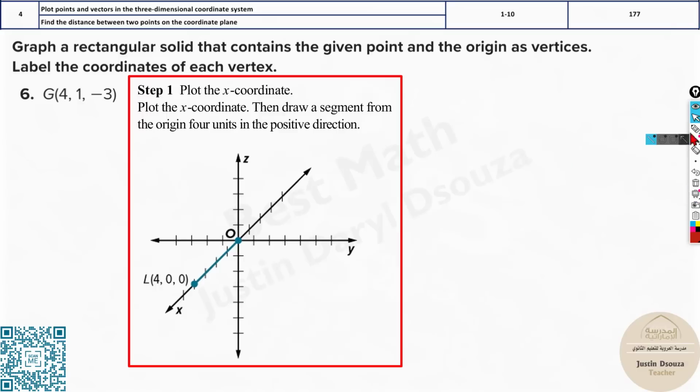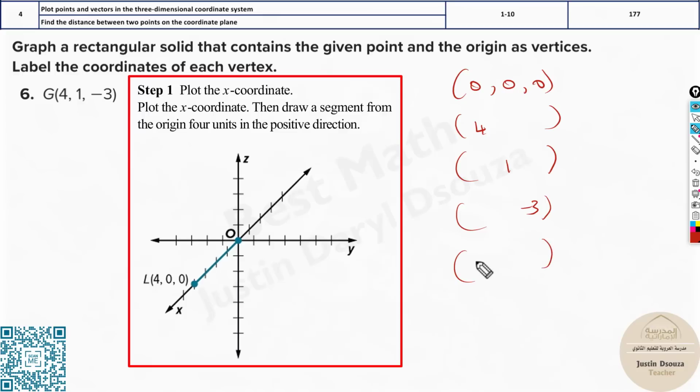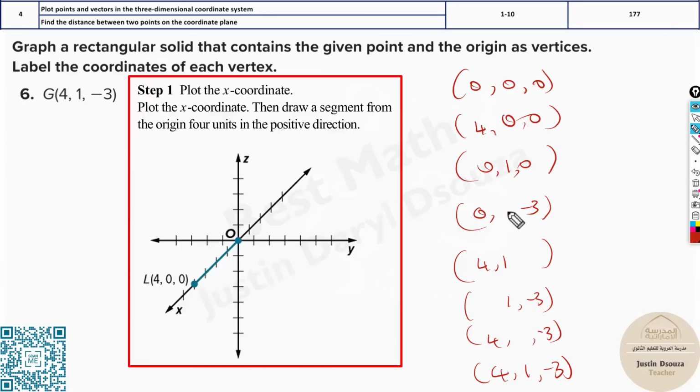Here also we will see 0, 0 and 0. So what I'll do is I'll write this like this. 4 only, 1 only, and then I have minus 3. And now here I will write 4 and 1. I'll write 1 and minus 3. Over here I will write 4 and minus 3. And then lastly 4, 1, minus 3. Then now I can add the zeros easily. I hope you understood what I did. I just wrote the numbers which I'm writing and then the zeros. So that's the coordinates.